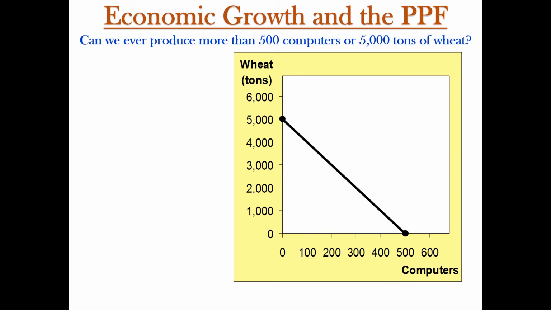Now, can we ever produce more than 500 computers? For example, can we produce 600? Or more than 5,000 tons of wheat? For example, can we produce 6,000? Well, the answer is currently no, because that would be unattainable. We don't have enough resources.